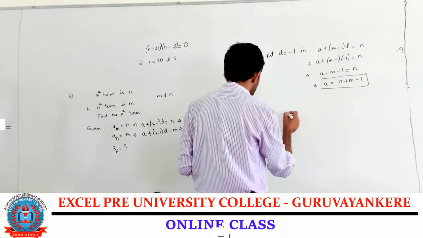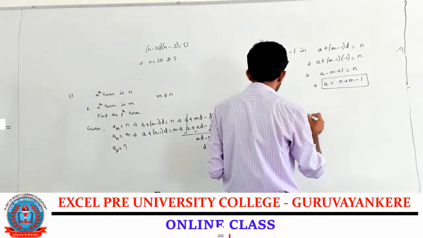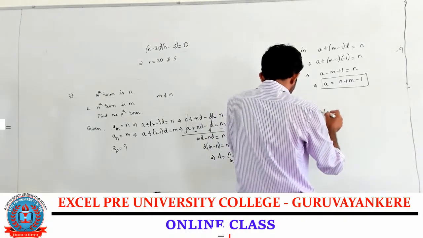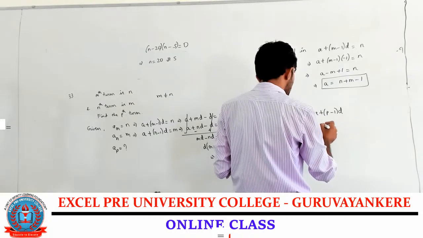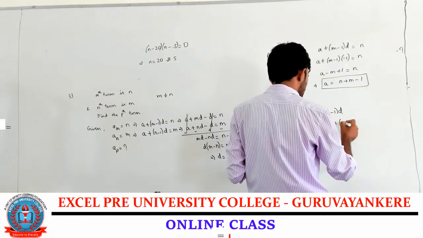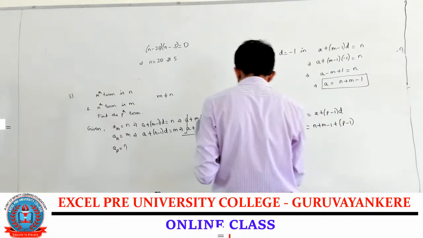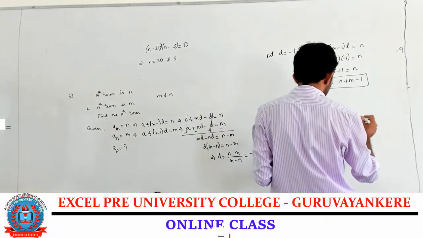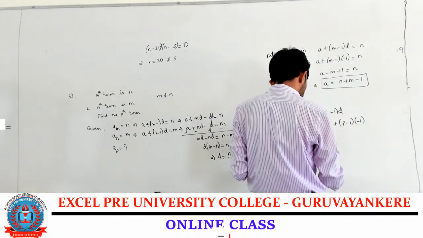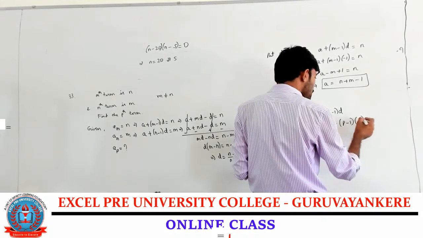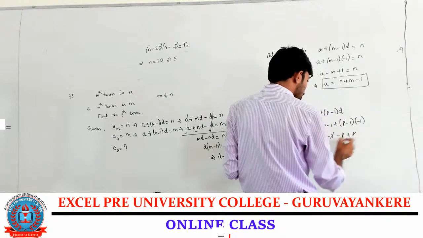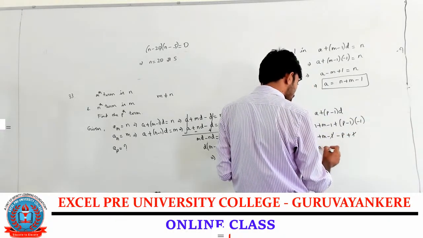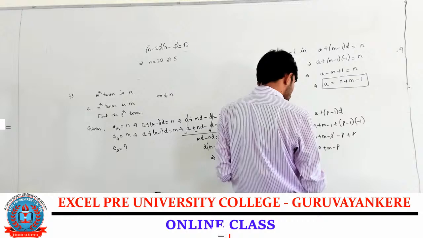Therefore, you find the pth term. A suffix p is a plus p minus 1 into d. First term is n plus m minus 1 plus p minus 1 into common difference minus 1. Simplify: n plus m minus 1, p into minus 1 is minus p plus 1. Minus 1 plus 1 cancels. What is it? N plus m minus p. This is the pth term.